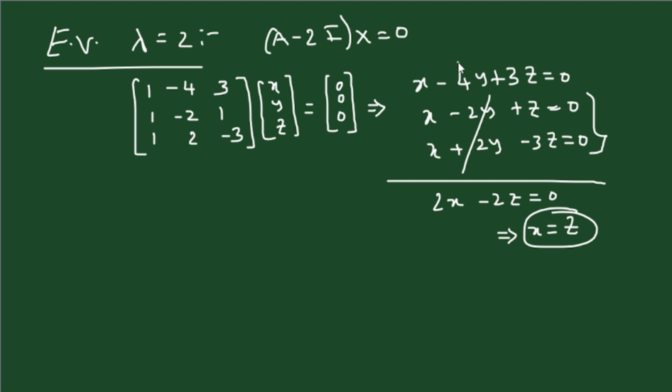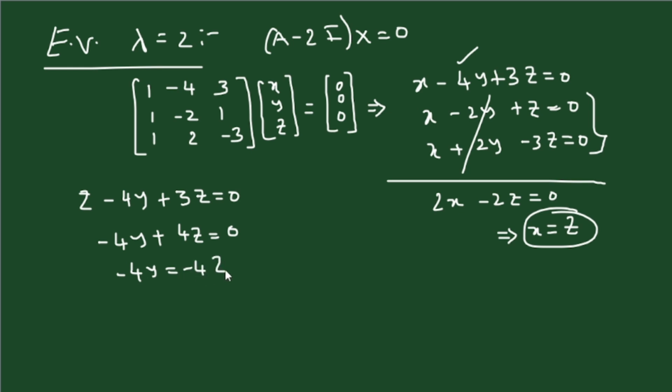Now if you put x equal to z in the first equation, what you will get? z minus 4y plus 3z equal to 0, so minus 4y plus 4z equal to 0. So minus 4y equal to minus 4z, y equal to z. Therefore we have got x equal to z and y equal to z.